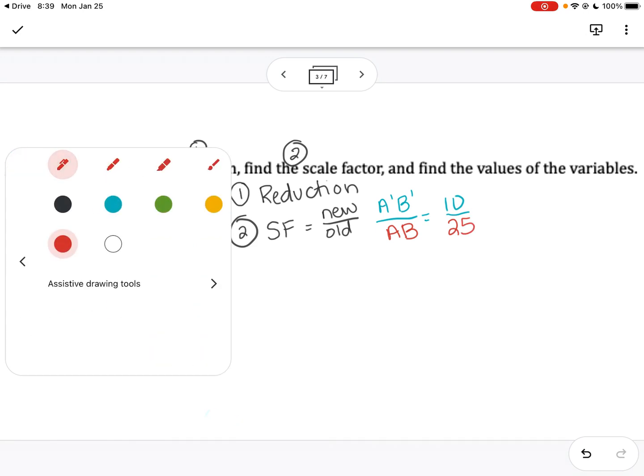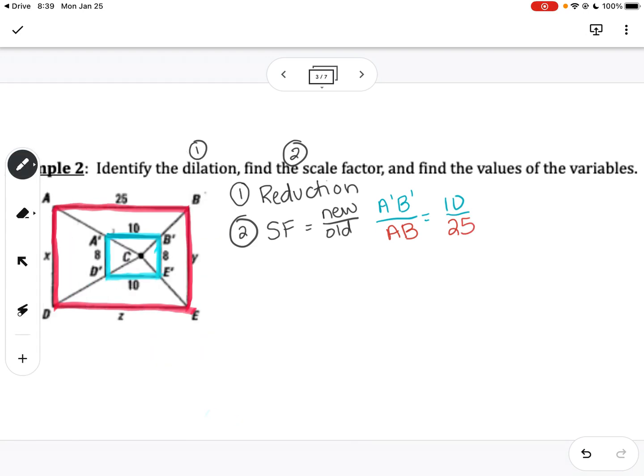To write this as the scale factor, I just want to reduce it. So 10 over 25. Both of those are divisible by 5. To reduce it, I can divide both numbers by 5, and I get that the scale factor is 2/5. So this is a ratio of the new to the old.